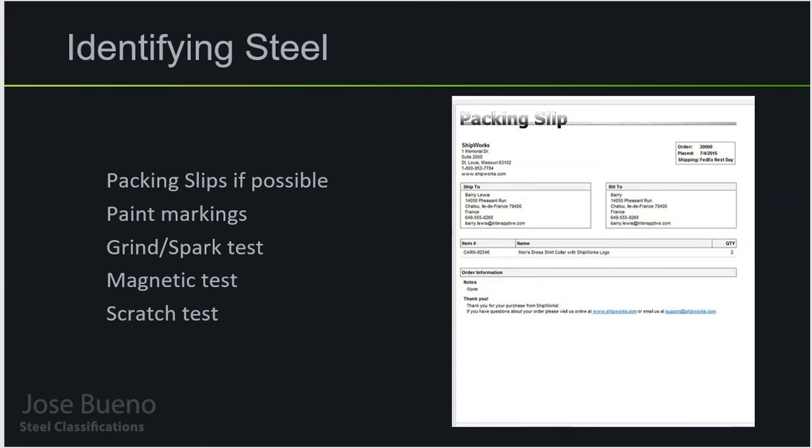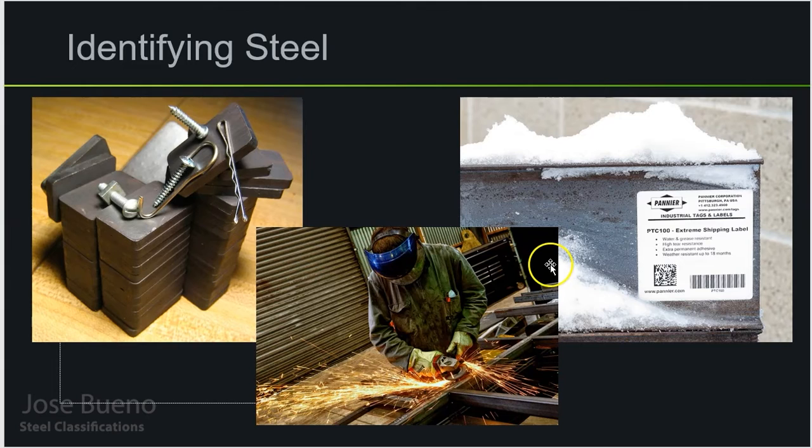Then there's also a spark test that you can do, where you can take a grinder and grind the edge a little bit and take a look at the sparks that are coming off of it. The sparks will give you a good idea what type of metal it is. You can always test it with a magnet, and then there's the scratch test. So you can use various tests to narrow down what type of metal you're working with. And here are just a couple examples. Here there's a shipping label on the material itself, and it should tell you what it is. You can use a magnet to test metal to see if it's magnetic.